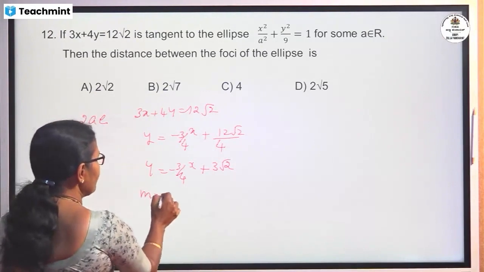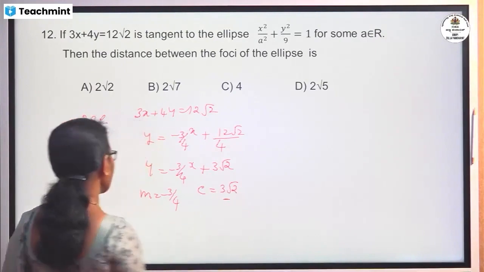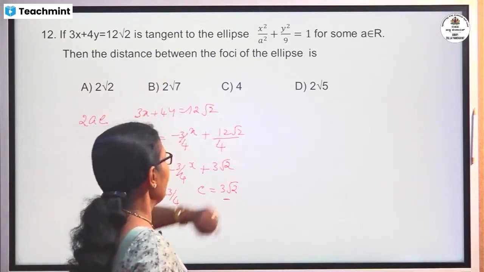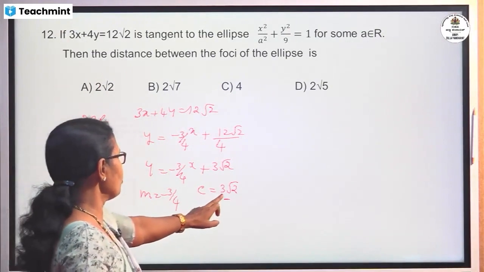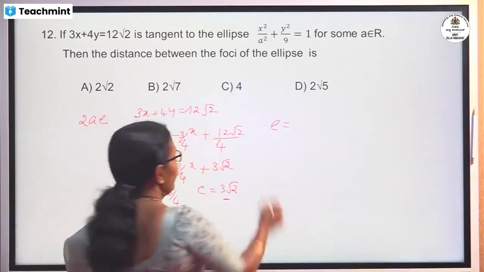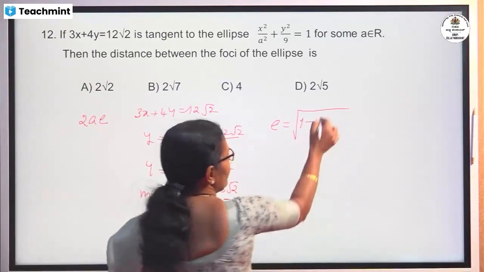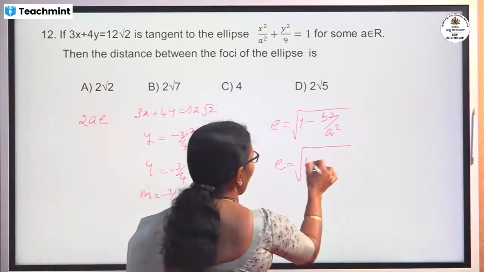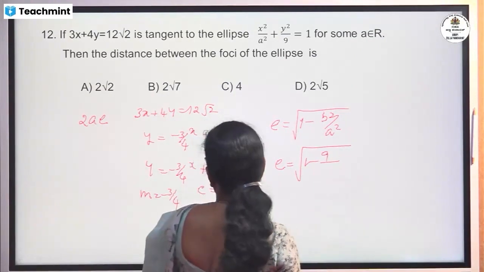Then m is equal to minus 3 by 4, and c is equal to 3 root 2. Now we require the distance between the foci, that is 2AE. Here c is equal to 3 root 2. Now we know that in an ellipse, E is equal to square root of 1 minus b square by a square. Here b square is 9, so 9 divided by a square.